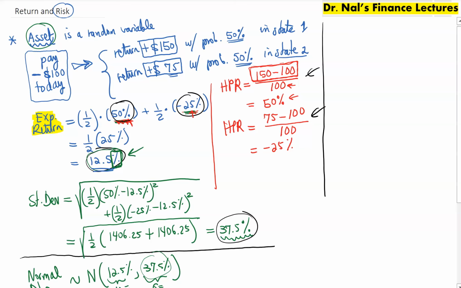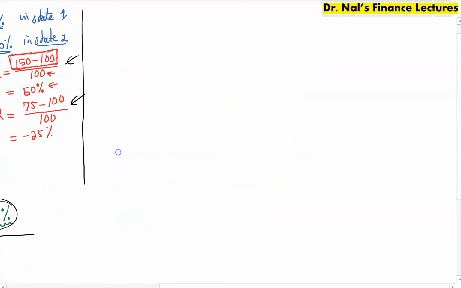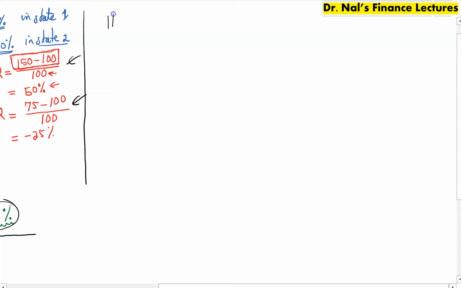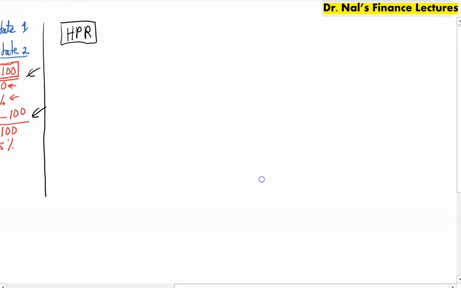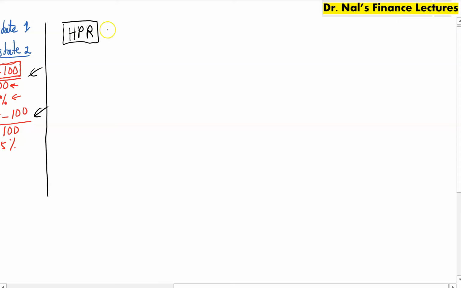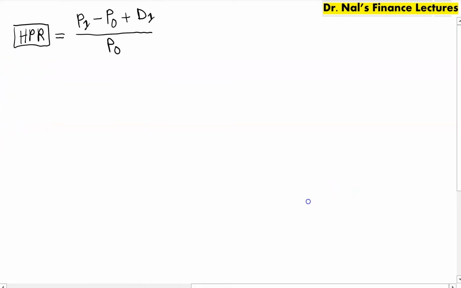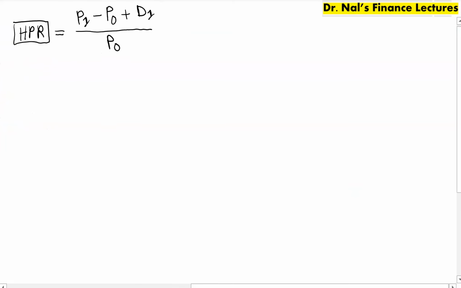Okay, so I wanted to say a few words about holding period return in general and some special cases. This is one of the formulas that we use in calculating the holding period return for an asset, and that is simply the price next year minus the price this year plus any capital gain, any dividend payment during the year, all divided by our initial investment. So this is the more general formula for the return on a security.